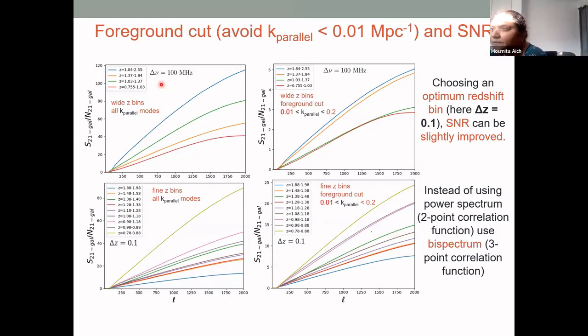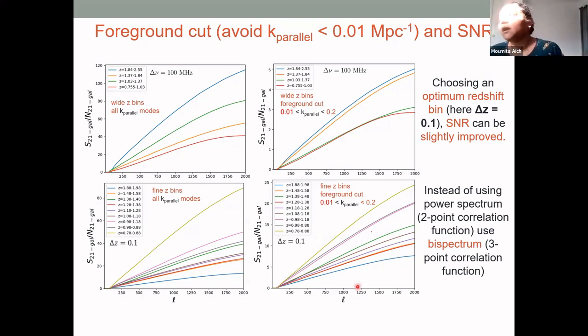But if you look at the signal to noise plots again, what you have here is the original plot. This is the 21 centimeter galaxy cross correlation, and the maximum value is about 120. When you do a foreground cut, basically avoiding k-parallel less than 0.01, the SNR goes down to about 5. But you can also choose an optimum redshift bin. Instead of choosing such wide redshift bins, you can choose finer redshift bins. If you do a foreground cut here, the signal to noise ratio decreases, but it's still not that bad. So this is one of the ways you can mitigate your foregrounds: choosing an optimum finer bin.